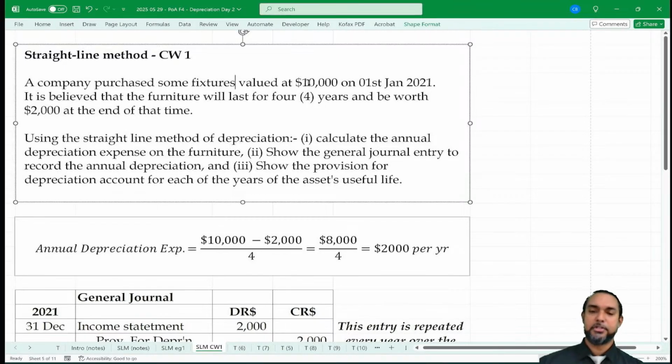Let's change this value. What value do you want here? Pick a number between 10 and 20. 12? Alright, cool. So we purchased some fixtures costing 12,000.